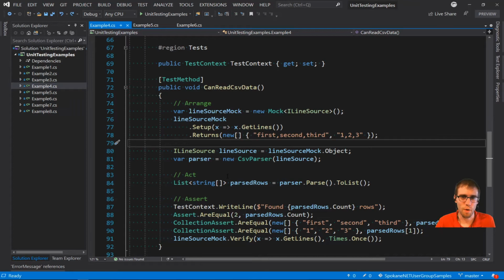And a lot of times this is why people will push away from unit tests and push towards integration or end-to-end tests, because then you actually exercise your real implementation.